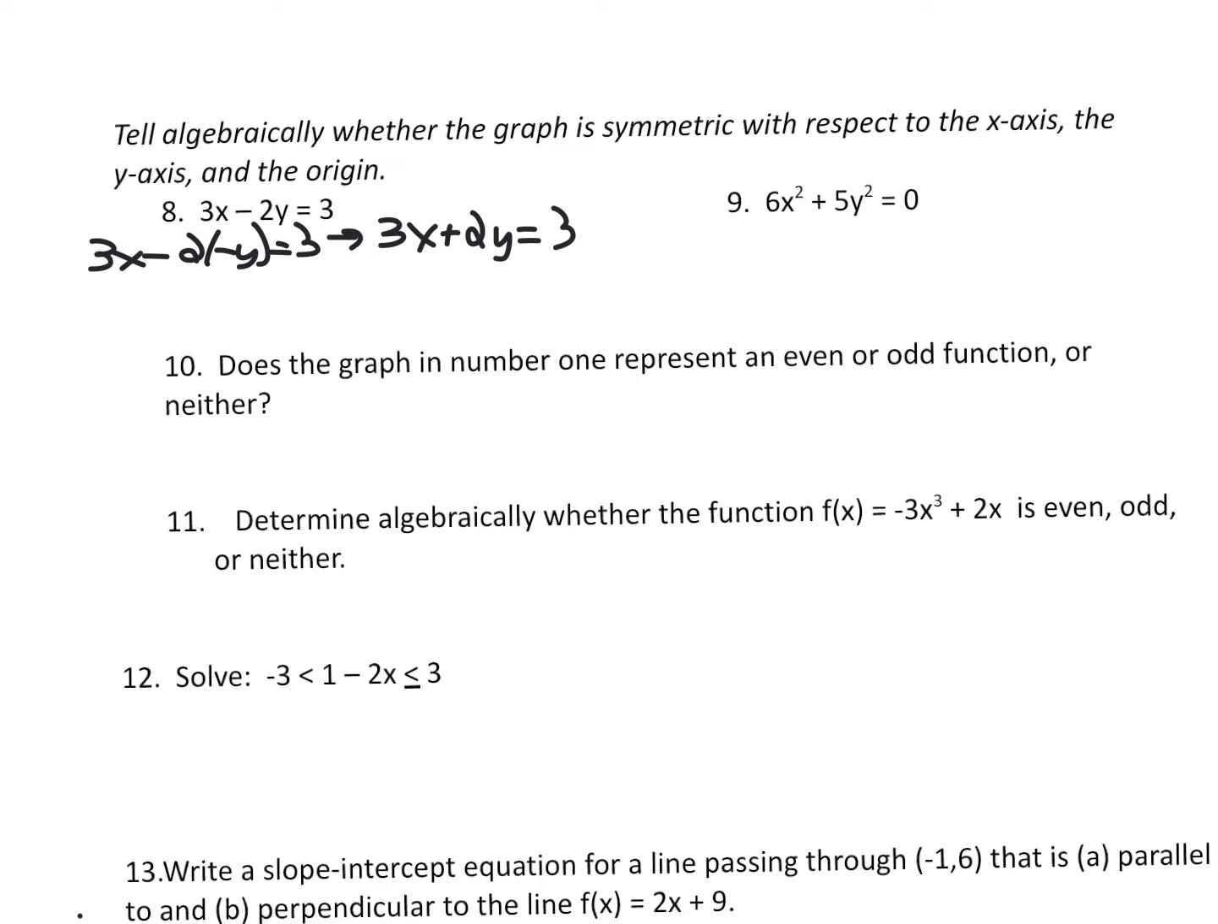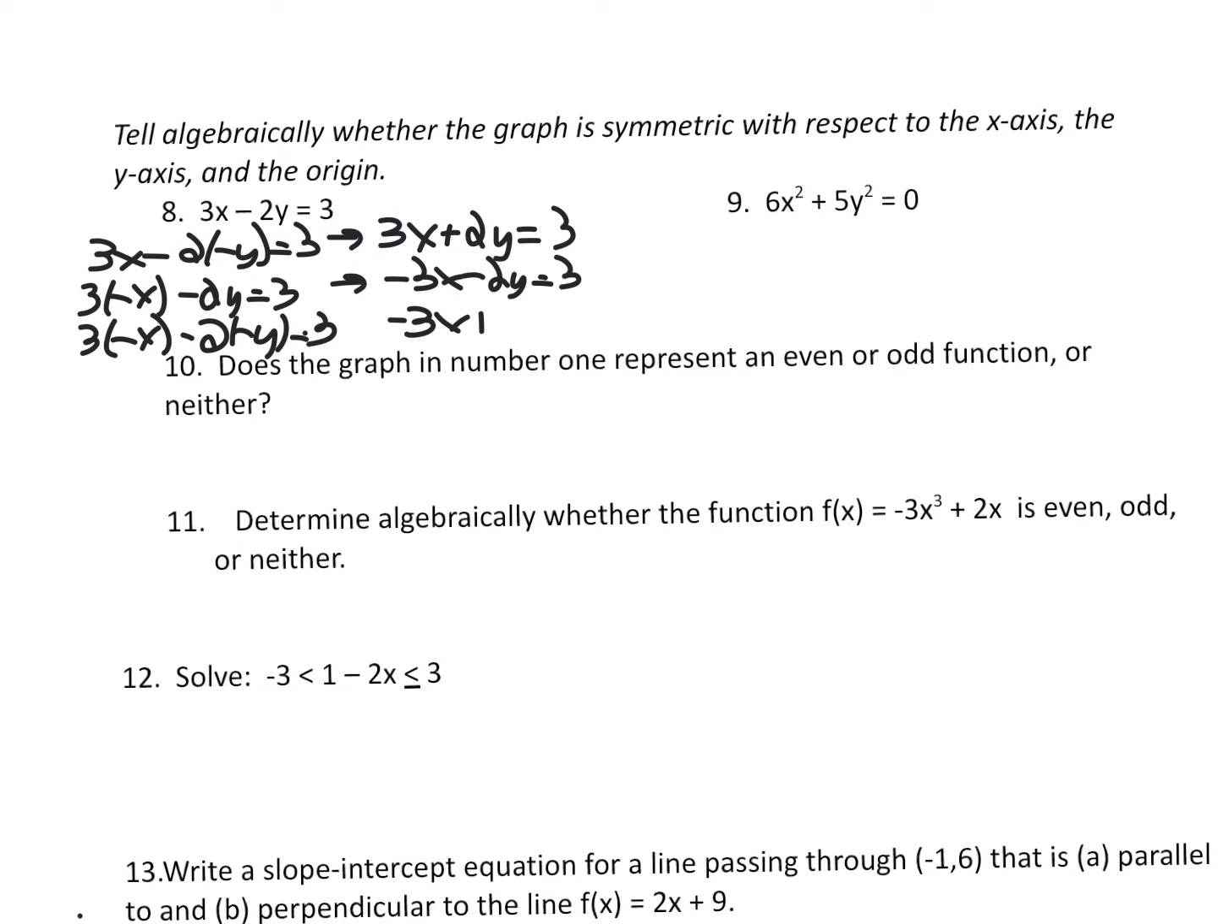To check for the y-axis symmetry, plug in a negative x and see if you get the same thing that you started with. Now it would be a negative 3x minus 2y, which is not the same thing. And then origin, you plug in both. You plug in a negative x and a negative y. And let's see what happens here. That would give me a negative 3x, a positive 2y, I think. Yeah, positive 2y equals 3.